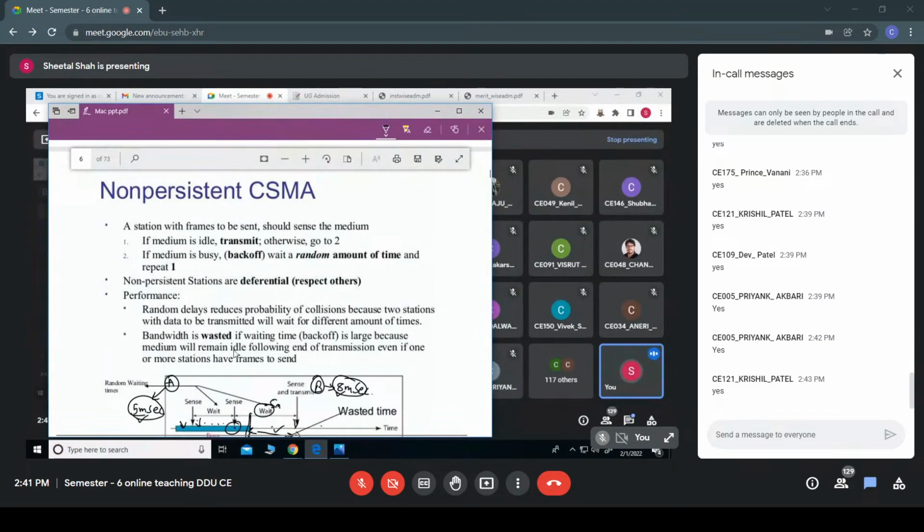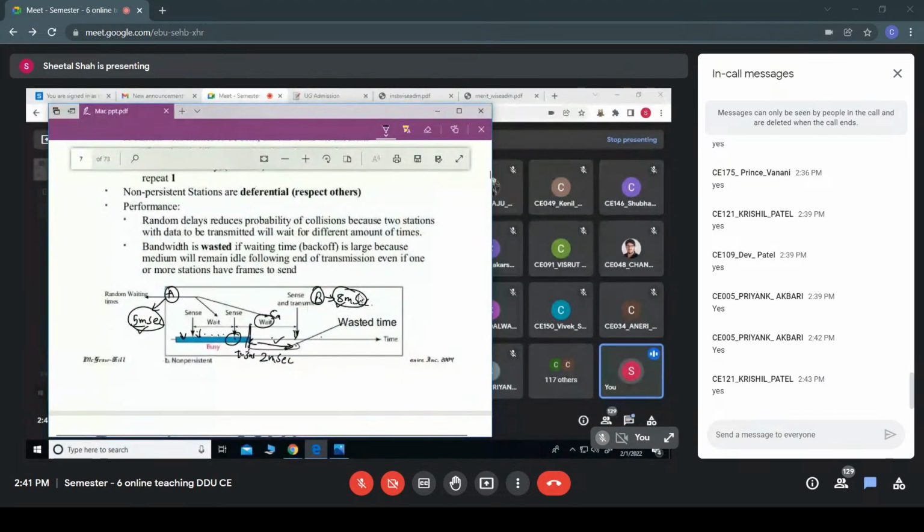How about the performance? Since we are using random delays here, the probability of collision would be reduced, because both these stations would have different waiting times. But there would be a wastage of bandwidth, because sometimes it might be possible that the channel would be idle and no station would be using it. Is this clear, everyone?